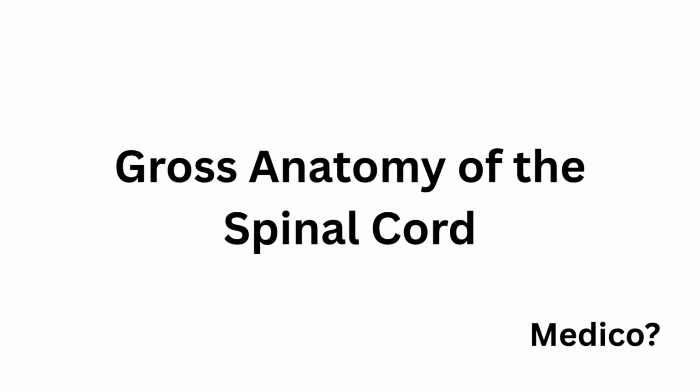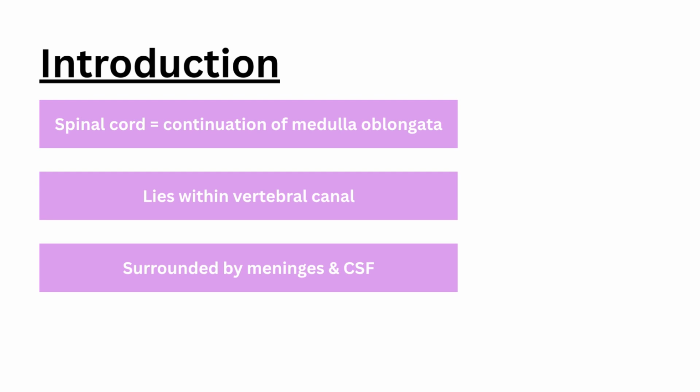Welcome to Neuroanatomy. In this video, we'll explore the gross structure of the spinal cord, its extent, coverings, internal features, and clinical relevance. The spinal cord is a cylindrical structure, continuous above with the medulla oblongata, and lies protected within the vertebral canal. Like the brain, it's surrounded by meninges and bathed in cerebrospinal fluid.